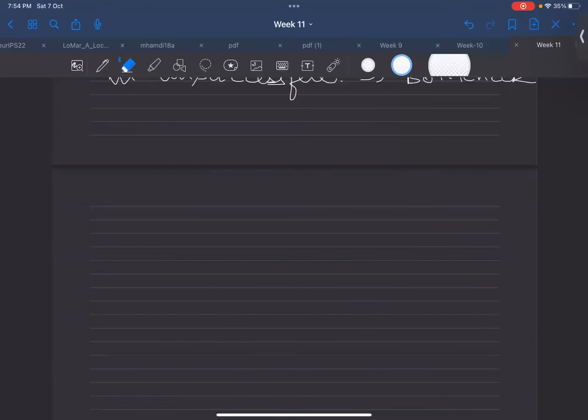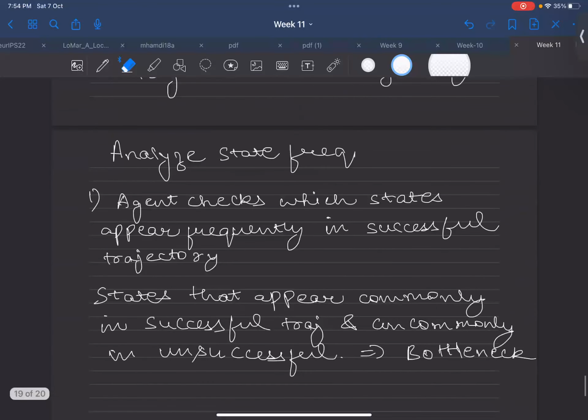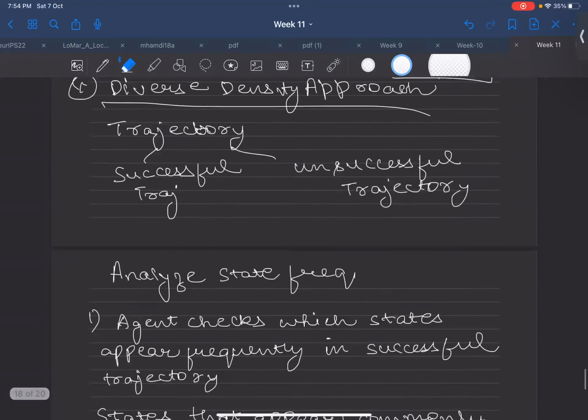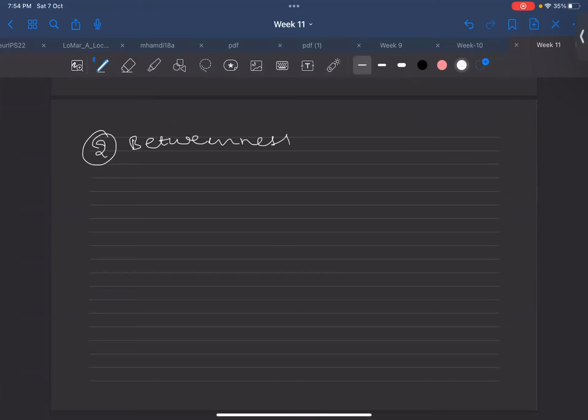Come on. Betweenness, I think. How many approaches are discussed in the class? Diverse density approach. Something called betweenness. Yes, come on. Graph partitioning or... am I audible?